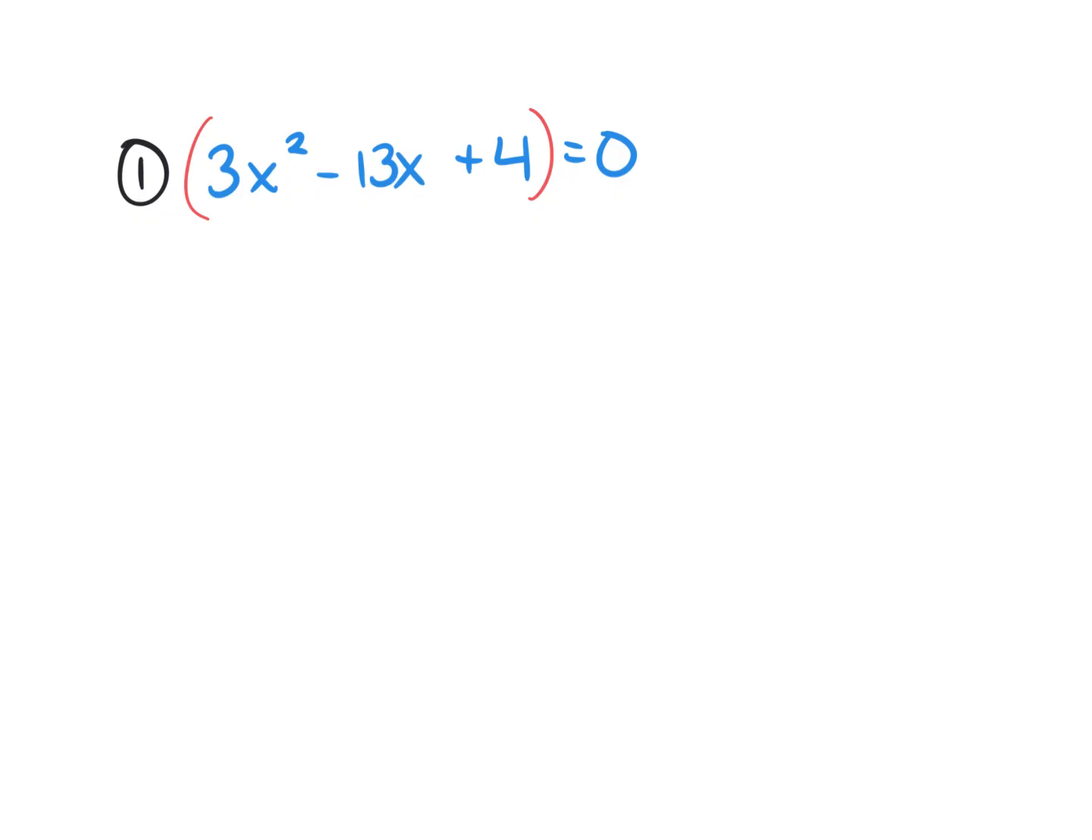Right. Remember what's a red flag here? Our a value is not 1, so what do we have to do? Multiply. Yep, take 3 times 4, which is 12. Now we want factors of 12 that add up to negative 13. What do you think? It is going to be 1 and 12.